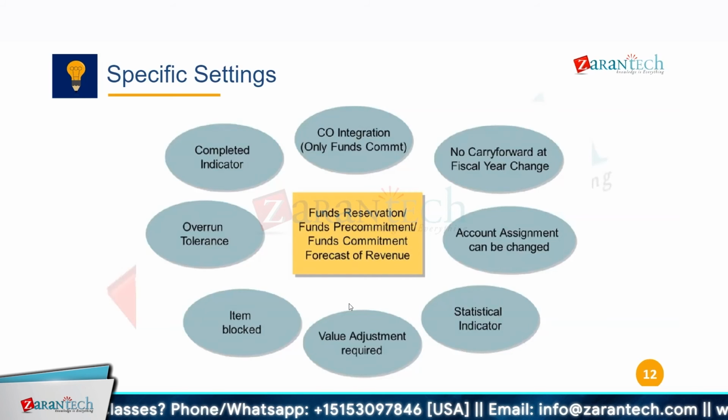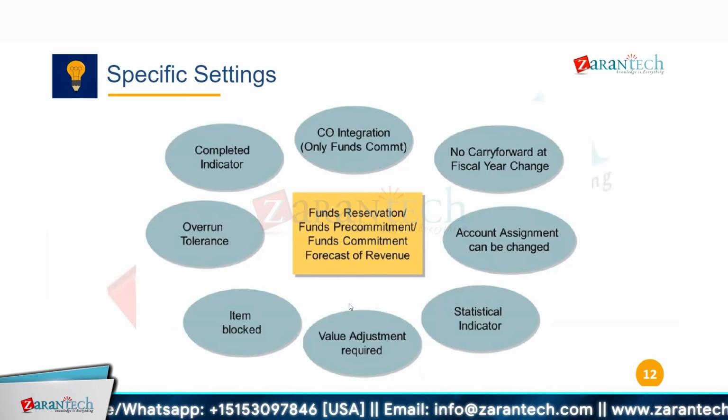Then the next one is the statistical indicator. That means whether this funds commitment is statistical or real. Generally it would be real by default, because we are consuming budget against it and carrying it forward to the next step. But for some reason, you may want to just have it like a sticky note on your desktop. I don't want any transaction to happen, but I want to make a note of it. In that case, you can tag it as statistical. It will not actually impact any financials. It is just posted there for reference, as a statistical thing.